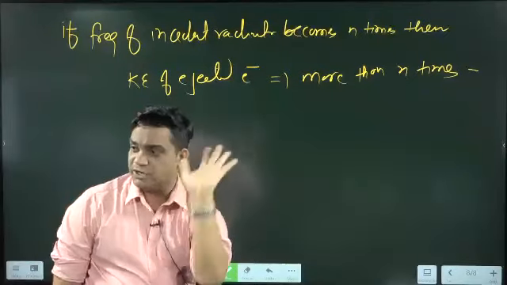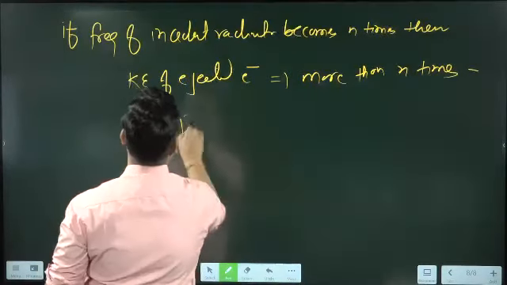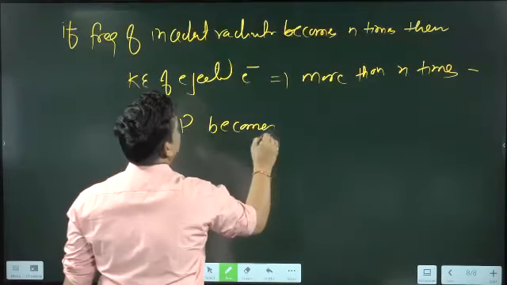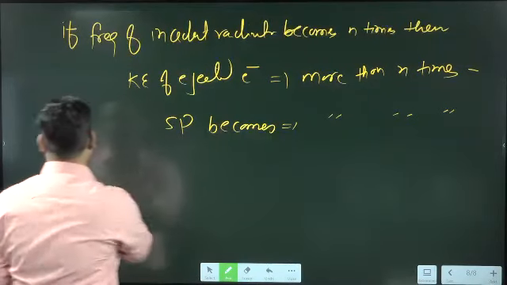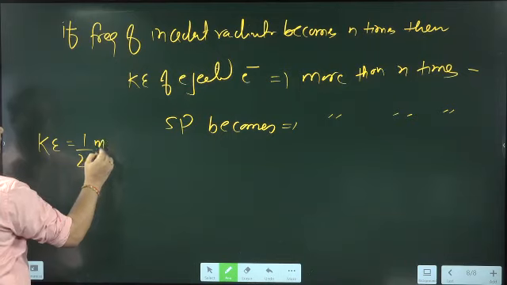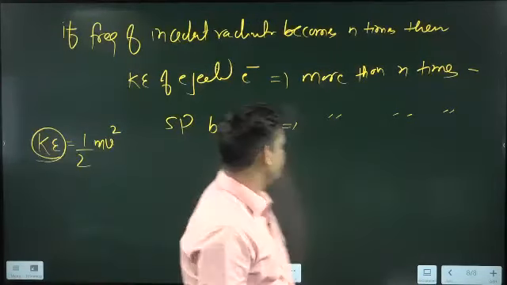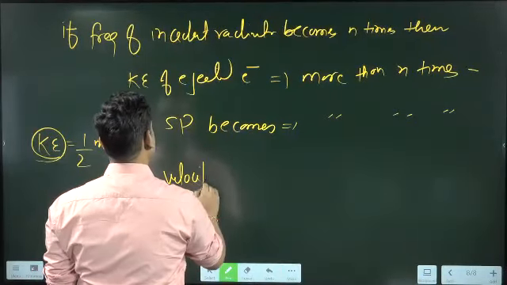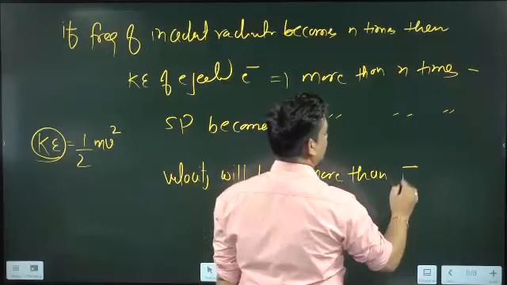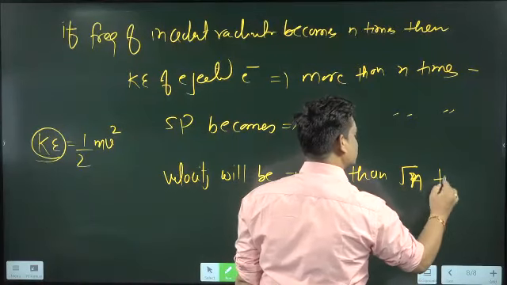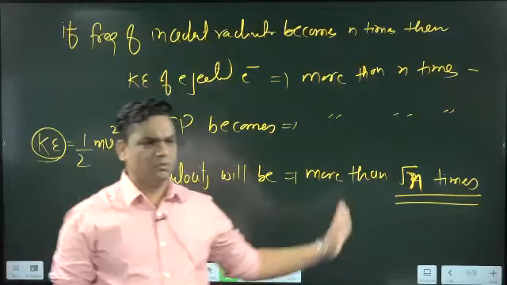If I ask about the stopping potential, then the stopping potential is the same as your K itself. So stopping potential also becomes more than n times. What about the speed? Kinetic energy is half mv square, na? So if kinetic energy is more than n times, then velocity will be more than root n times. You have to remember this very important result.